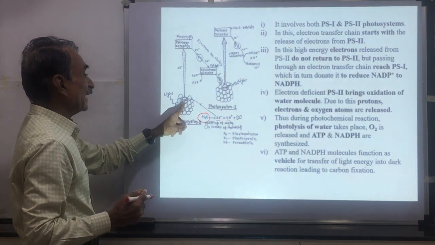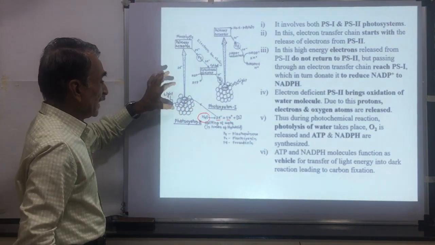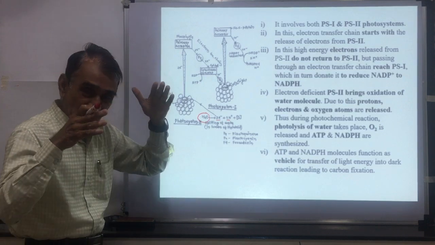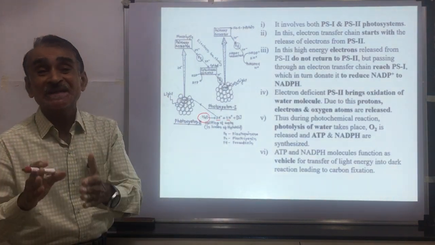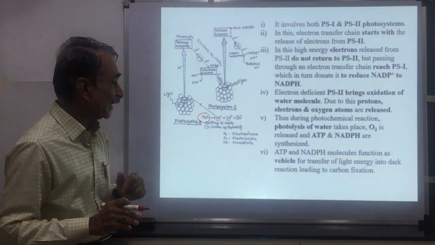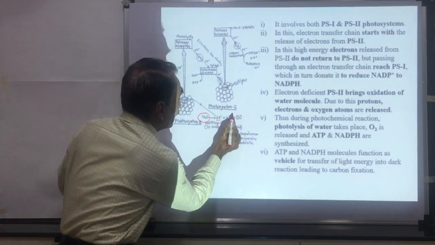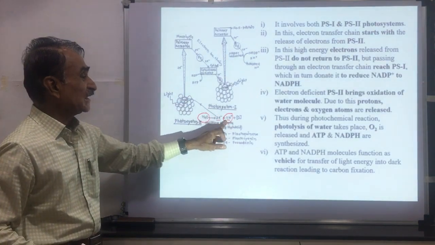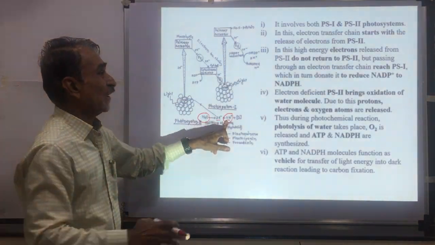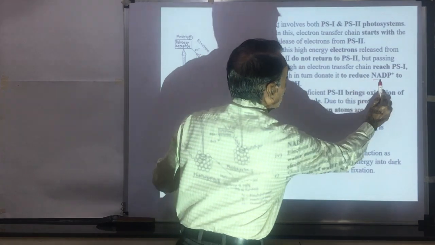These electrons are again given to P680. P680, which is electron deficient, receives the electrons by photolysis of water, breakdown of water. Here, these protons and electrons are given to this. These protons are used for the reduction of NADP.